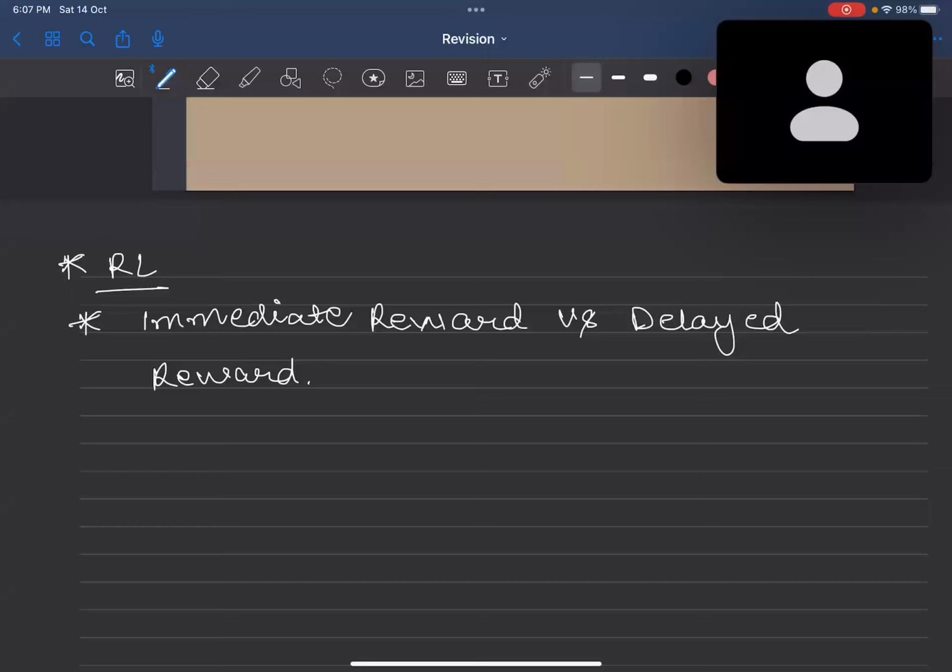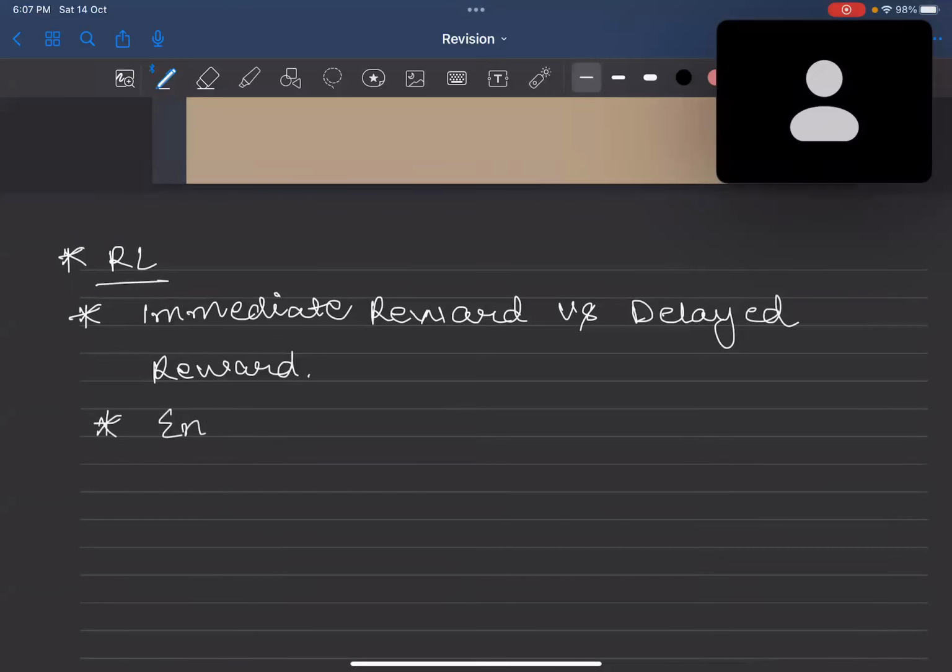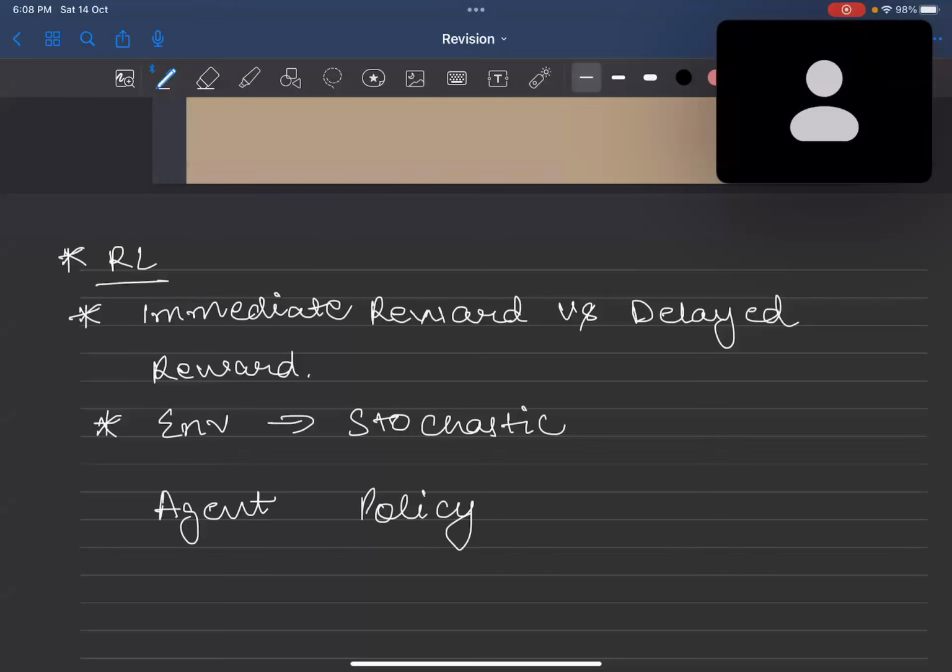Now we also talked about the environment. The environment can be stochastic as well. Stochastic means noise, random as well. And then we came to agent, policy, state, action. Just someone brief out quickly what are these.